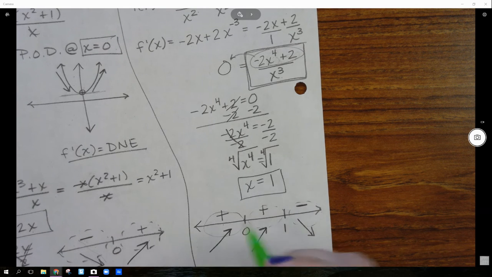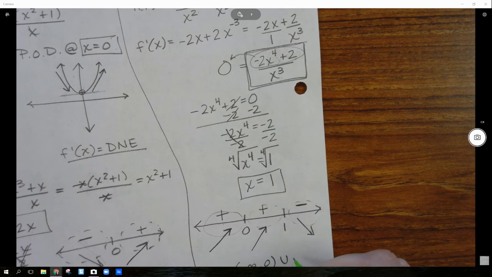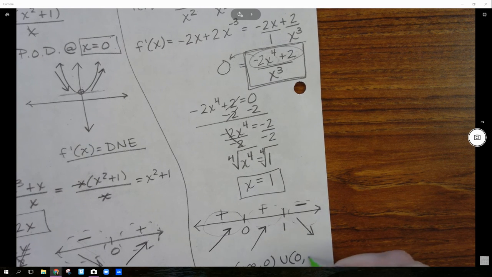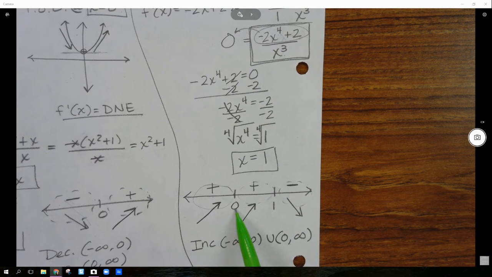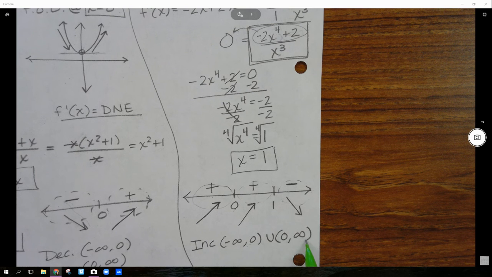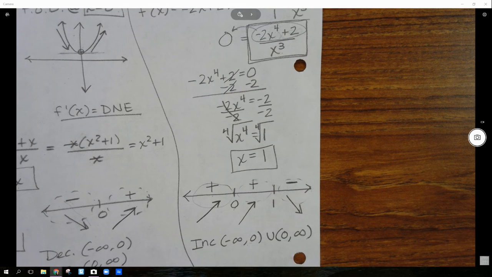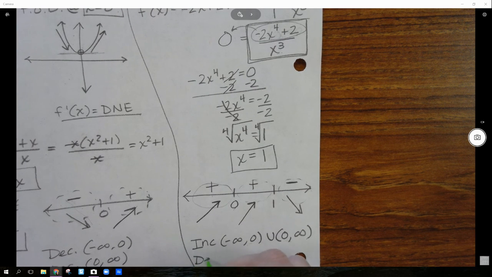So you are going to have intervals of increasing from negative infinity to 0. Make sure you stop at 0 and then list it again, 0 to positive infinity. The reason we have to break this up is because at 0 we had that vertical asymptote, so it is not continuous through here. We need to have two different intervals, one for the left-hand side of the asymptote and one for the right-hand side. Then we are decreasing from 1 to positive infinity.